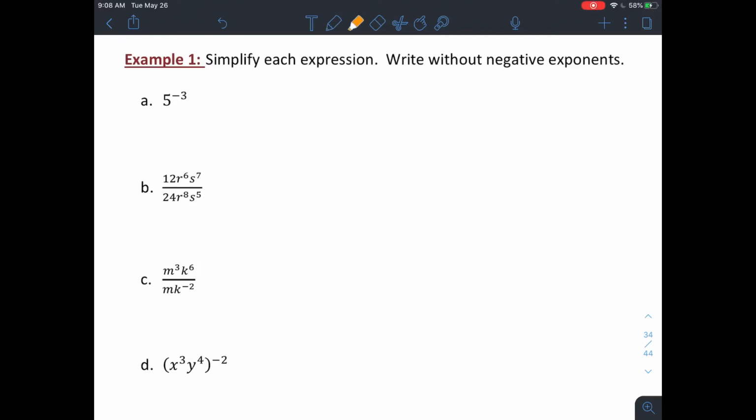Let's look at some examples. I'm going to skip to B. So no negative exponents. This one, you just would simplify your 12 over 24 to 1/2.